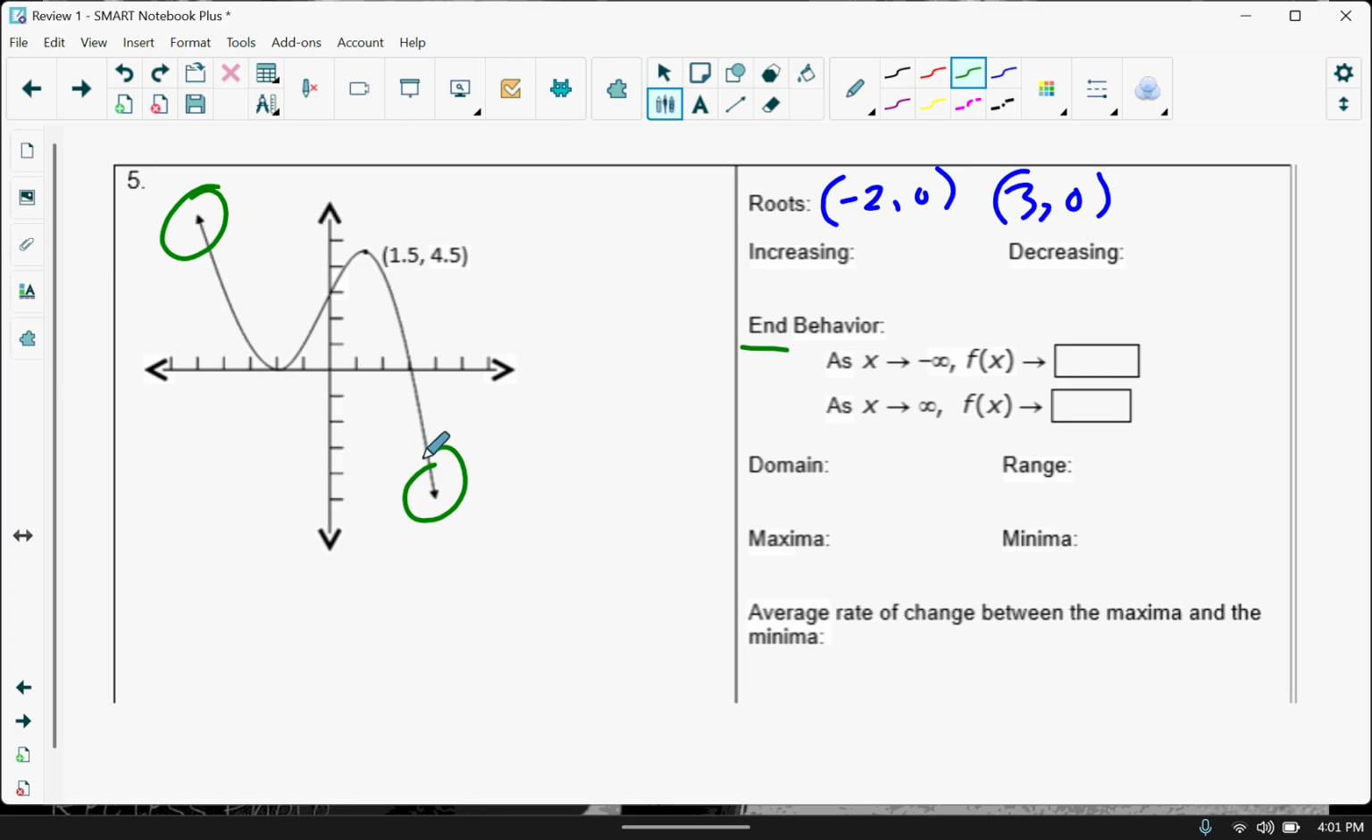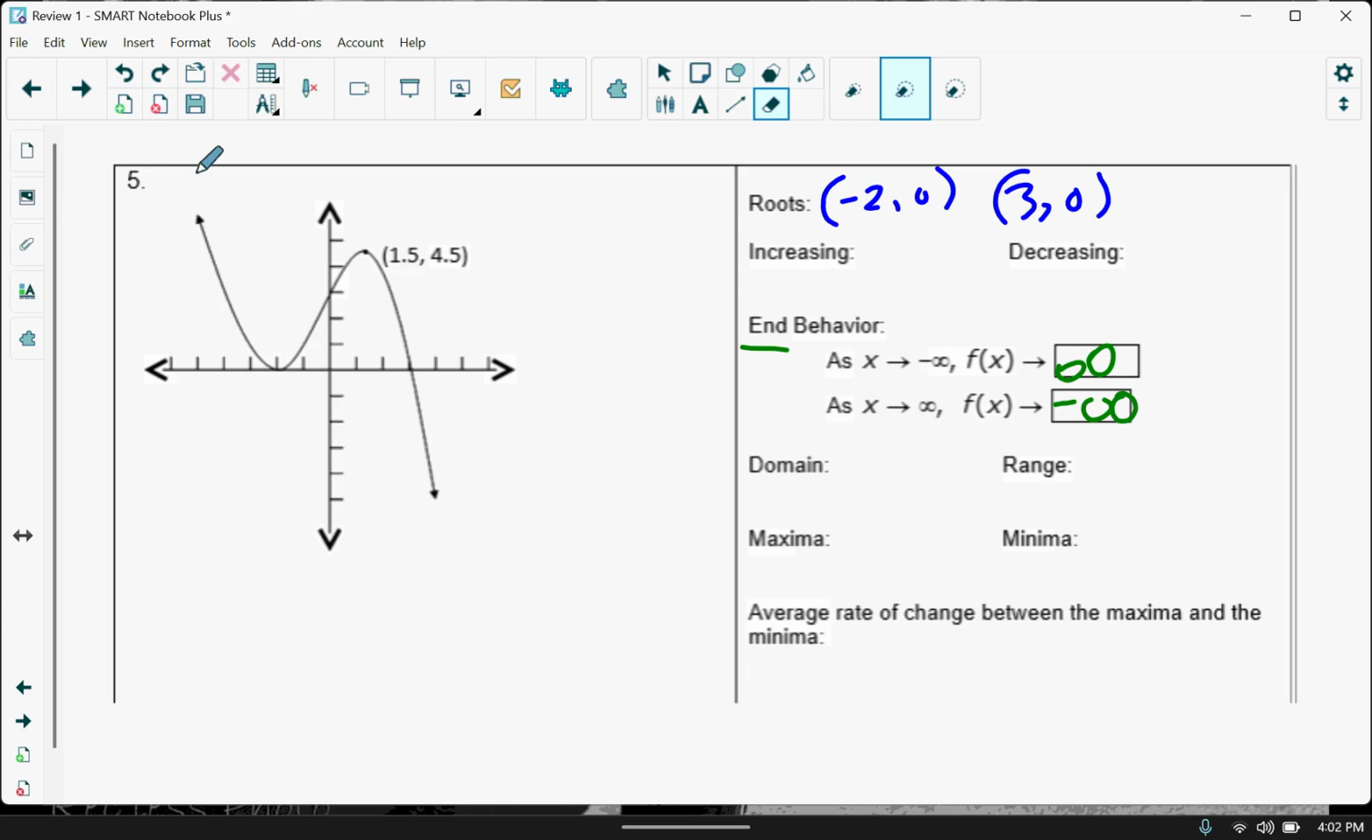But you do need to make sure you understand how to read the notation. This says, as x approaches negative infinity, that means the left side. My left side is pointing up. So that means I have to put a positive infinity for that answer. The second one says, as x approaches infinity, f of x approaches the right side. Anytime it says, as x approaches positive infinity, that means the right side. The right side is pointing down. Down is negative infinity.